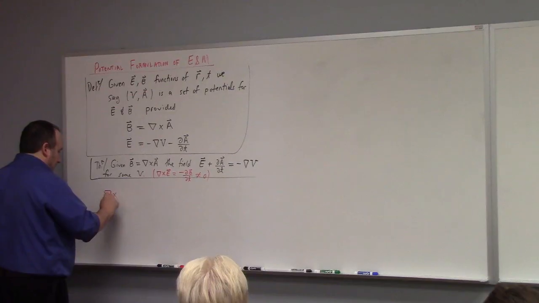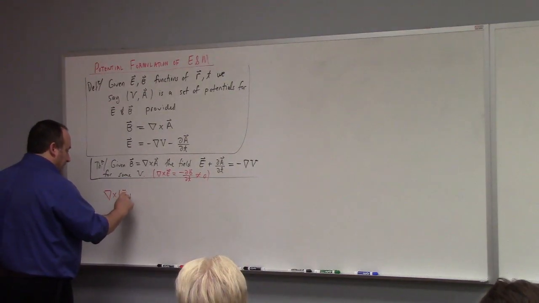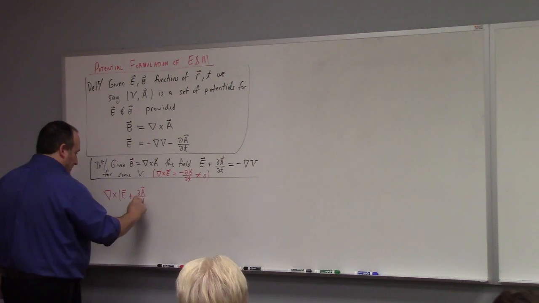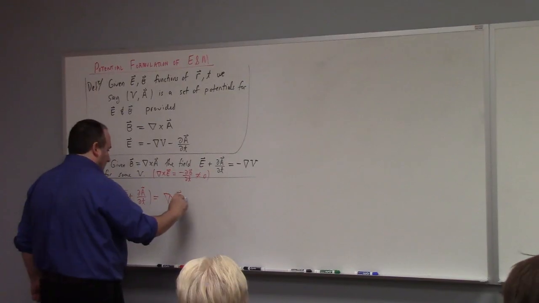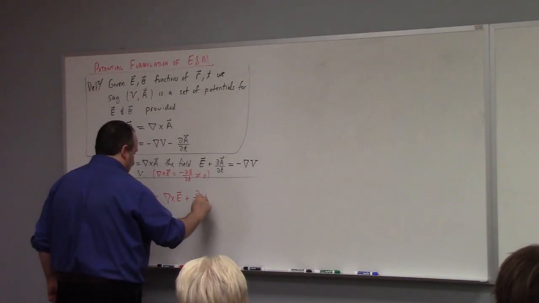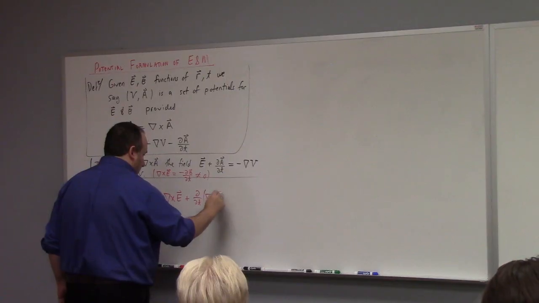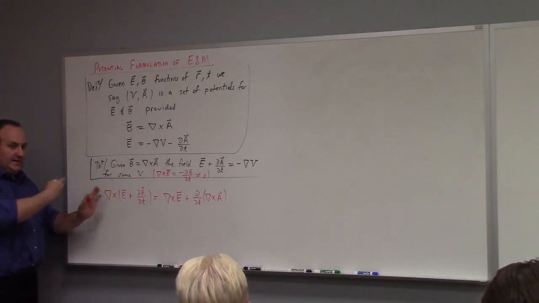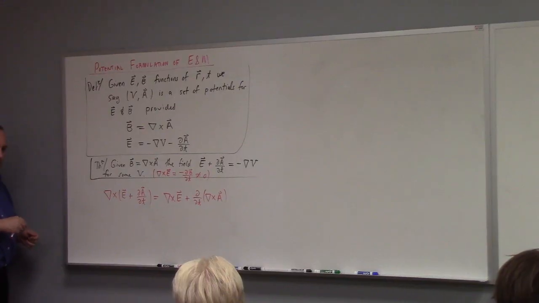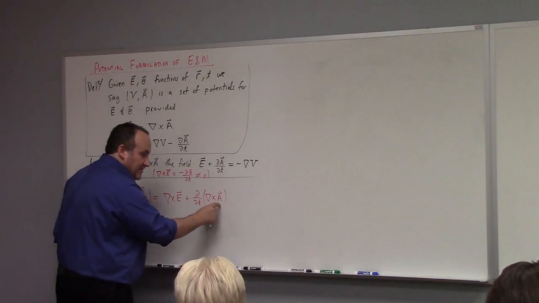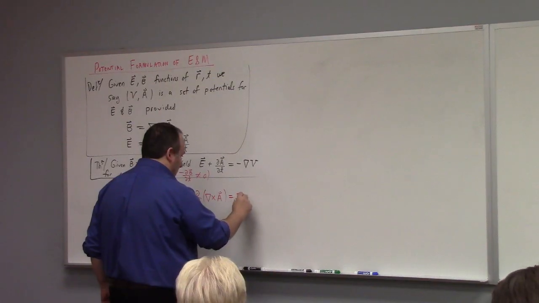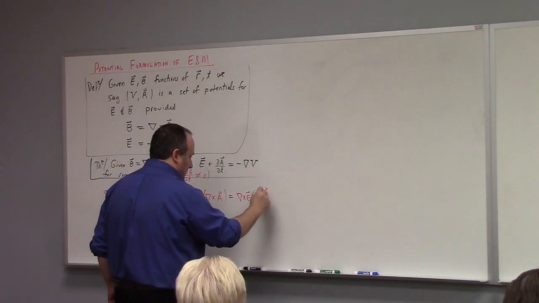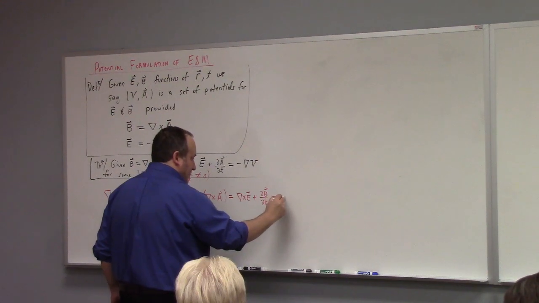However, check this out. The curl of E plus partial A partial T, how's that work out? Well, it's the curl of E, all right, plus partial T of the curl of A. Here I've commuted the gradient and the time derivative as we always do in here, right? And that's great because this now is partial B partial T, right? So we've got curl of E plus partial B partial T, but that is also known as 0.